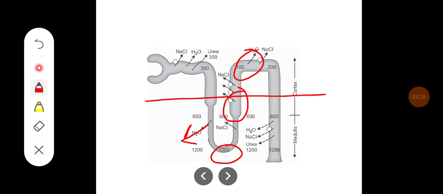And when the fluid reaches the collecting duct, because of the concentration gradient at the interstitial medulla, the water is going to be reabsorbed, and again the urine gets concentrated, and concentrated urine gets excreted.